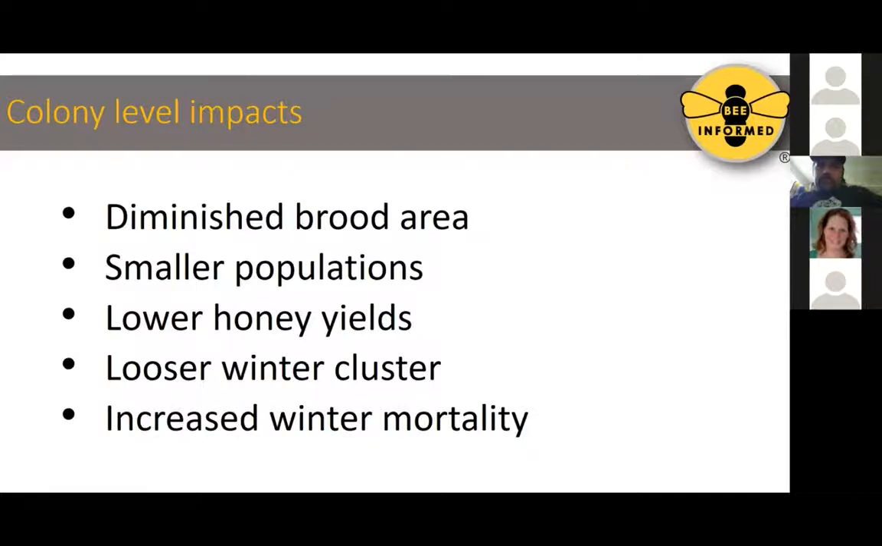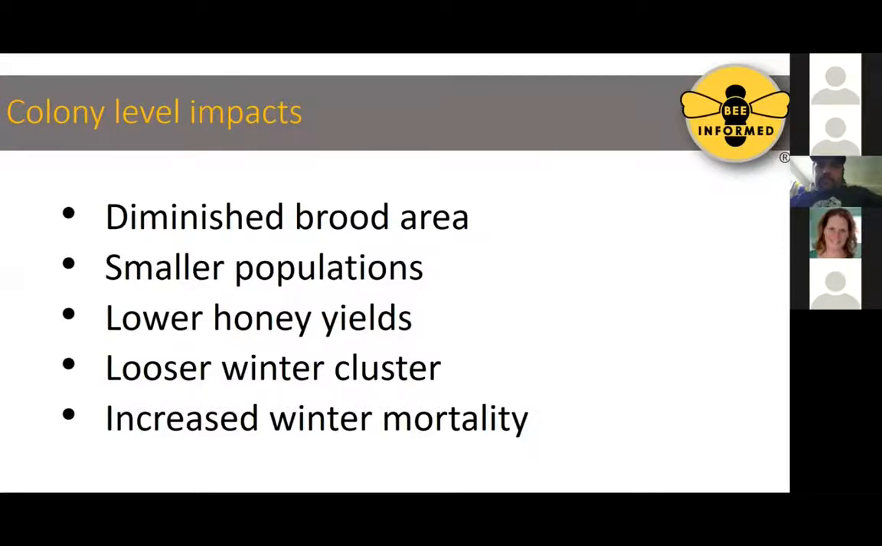And then particularly problematic when we get to the winter, we see a looser cluster. So our winter bees need to cluster together, and in doing so, they're thermoregulating to essentially survive the winter in cold locations. And with this ability to thermoregulate being disrupted, it disrupts that clustering behavior and leads to an increased winter mortality, particularly in northern locations.